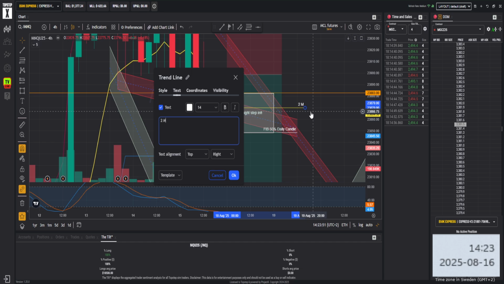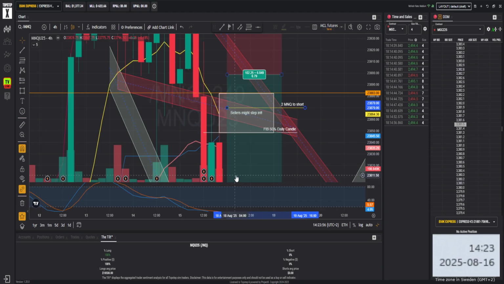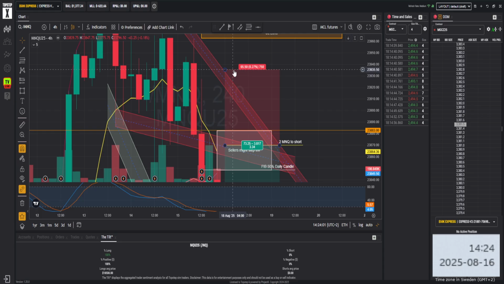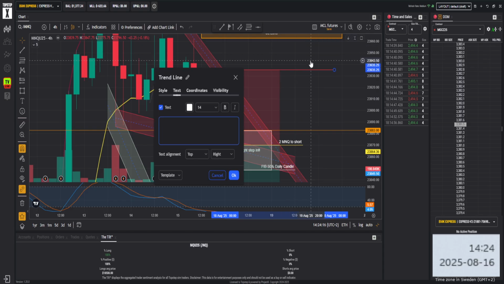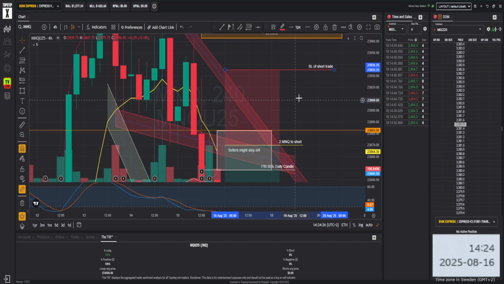Two MNQ, to short. You now have a risk of 65. 65 is $260 with 2 micros. So your stop loss is up here. We mark this red. Stop loss of short trade.